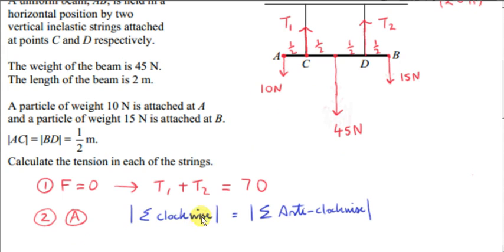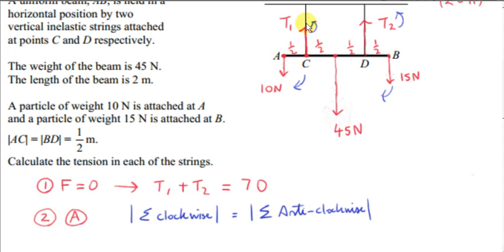So we apply our formula. So we need to consider clockwise moments of forces about point A. So what forces give clockwise moments about point A? Well, it's these two forces here. The 45 Newton force acts to turn this beam clockwise about point A, and so does this force here. The other two forces, T1 and T2, turn the beam anti-clockwise about the point A.